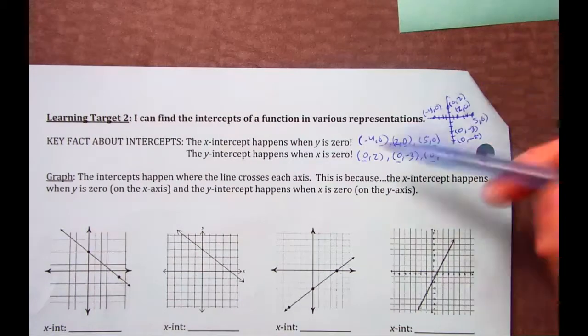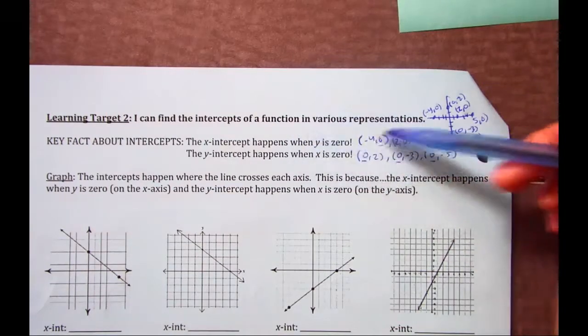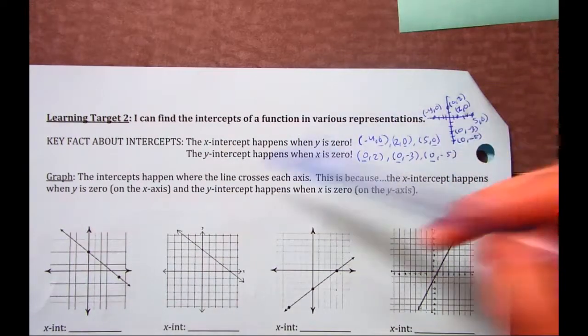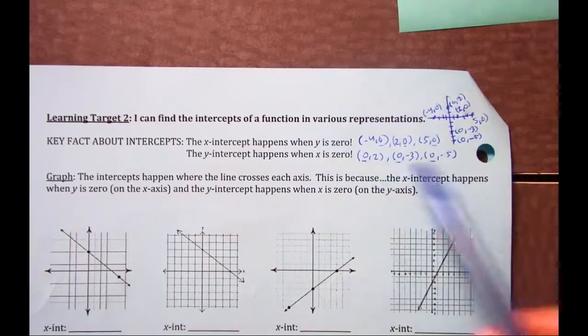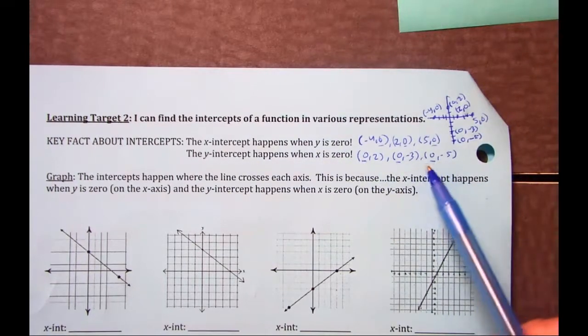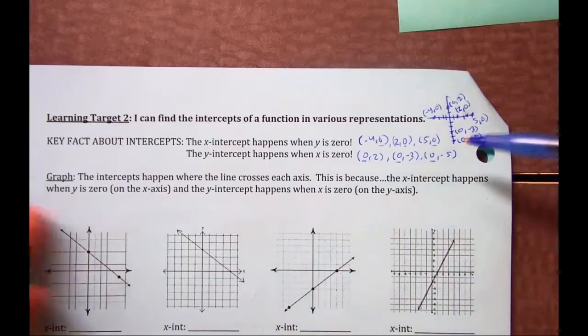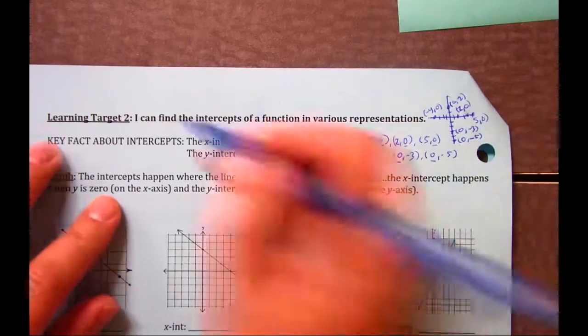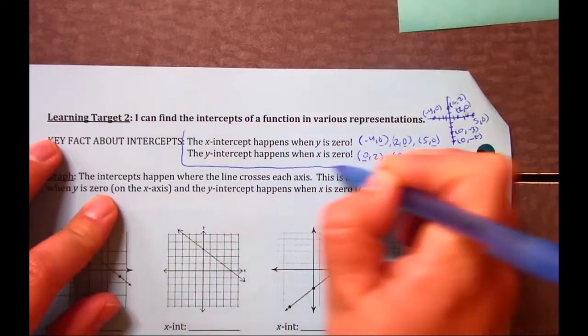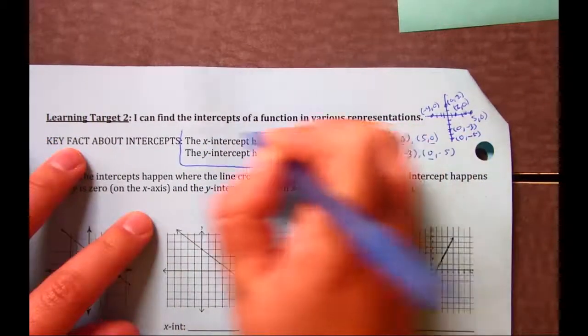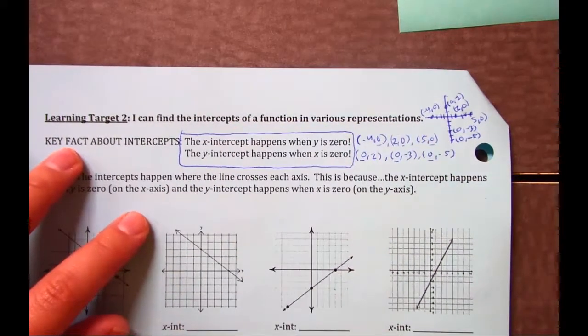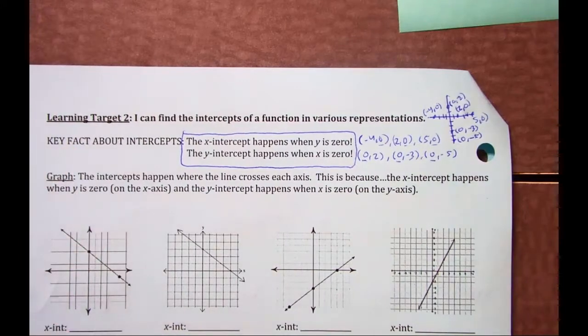So the x-intercepts happen whenever the y-coordinate is 0. And the y-intercepts happen whenever the x-coordinate is 0, because you don't move left or right at all. You just stay right on the axis. Now, we're going to use this knowledge whenever we think about intercepts: each intercept happens whenever the other variable is 0.